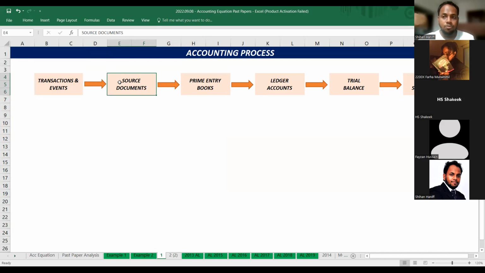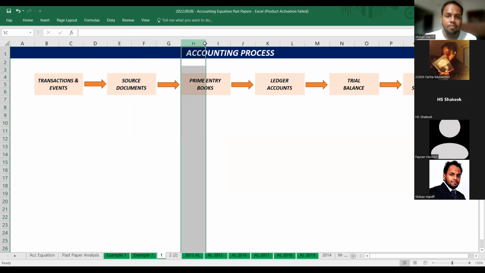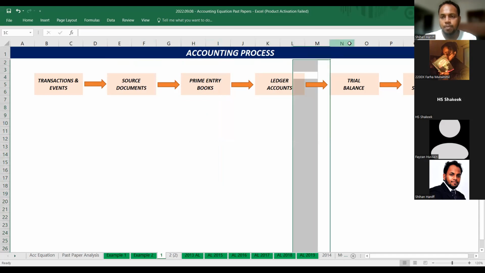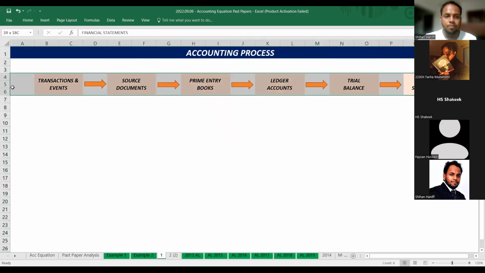we collect the source documents, and record the transactions in the prime entry books. Once you collect the source documents, you will identify the transactions, right? Whether it's a sales, purchases, return inward, return outwards. Once you identify the transactions using the documents, we record them in prime entry books. Then from the prime entry books, you post the transactions into the ledger accounts and prepare the trial balance, then the financial statements. So this is the process.